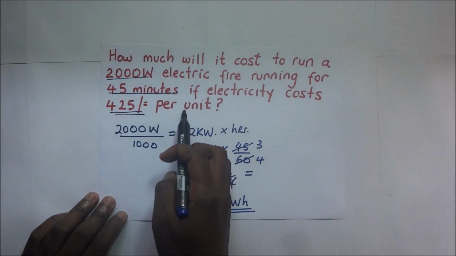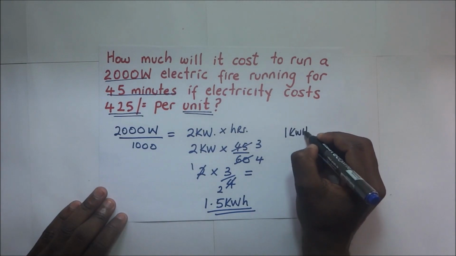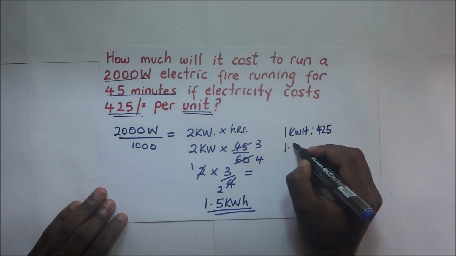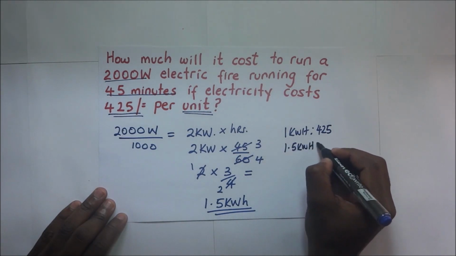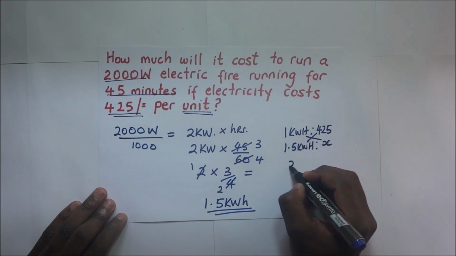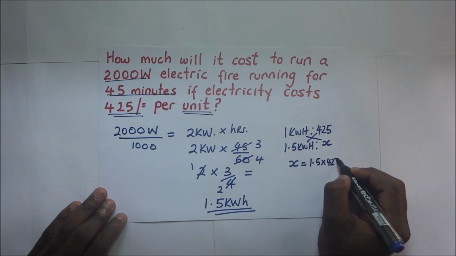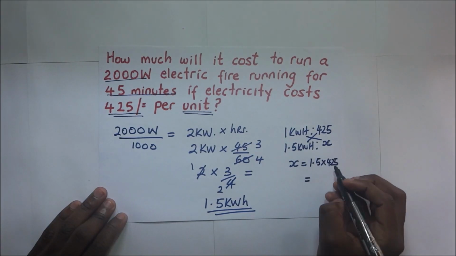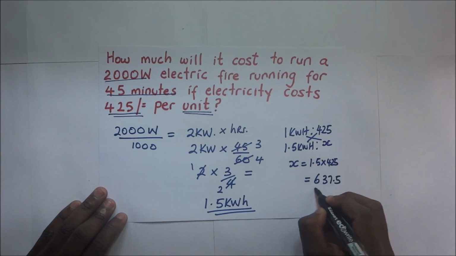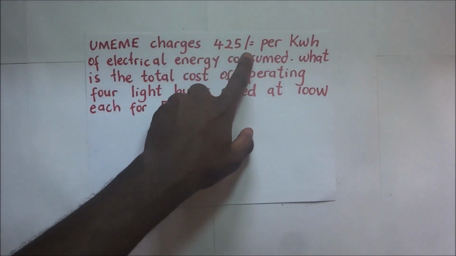So after computing it and converting it to kilowatt hours, now we can go ahead, knowing that 425 shillings is the cost of the unit, and the unit is a kilowatt hour. So we know that 1 kilowatt hour costs 425 shillings. So what about 1.5? Meaning 1.5 kilowatt hours will cost how many shillings? Put the unknown. When you cross multiply, x is going to be 1.5 times 425, and therefore that will give us 637.5 shillings.